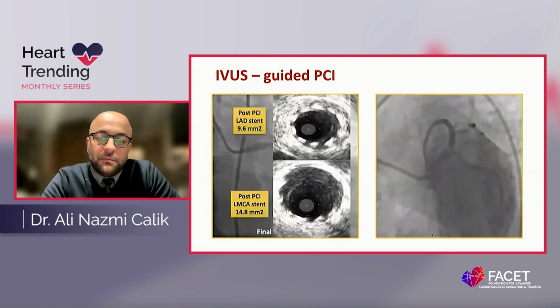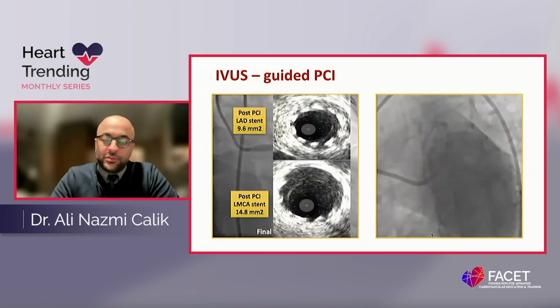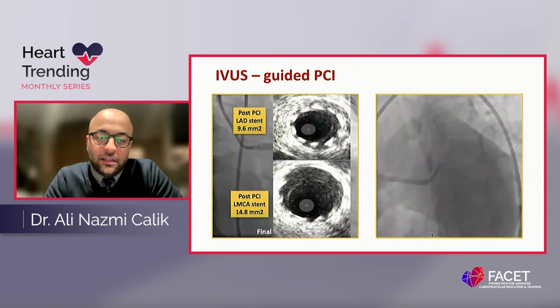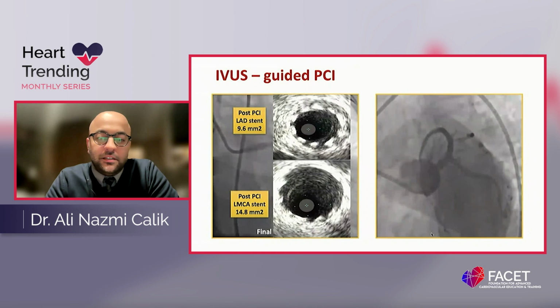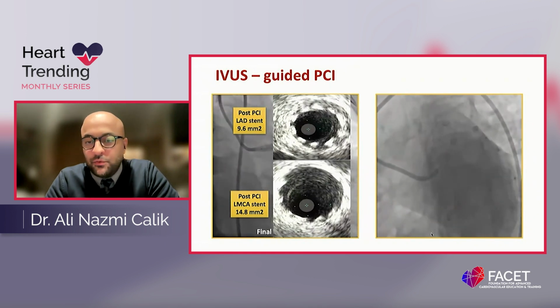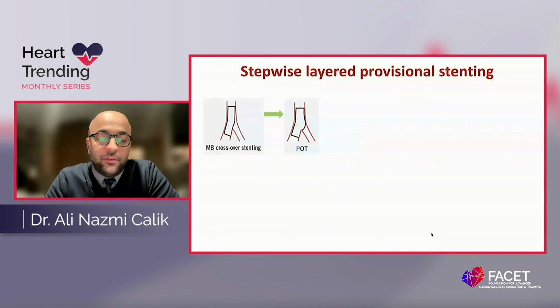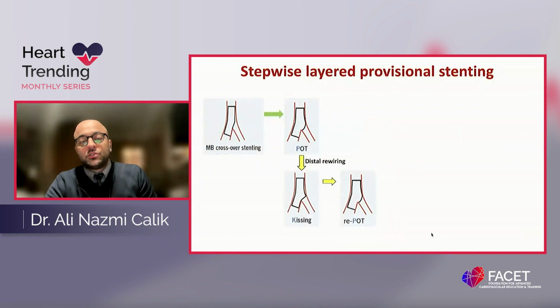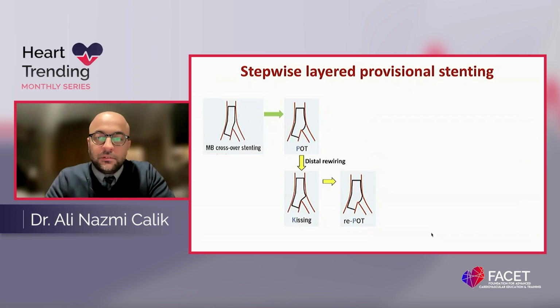As you can see, this is the IVUS run post PCI, which revealed that the MSAs in the LAD ostium and the left main stent were good, were acceptable, and we ended the procedure. So to summarize, the first step of this provisional stenting is the main vessel crossover stenting and POT.